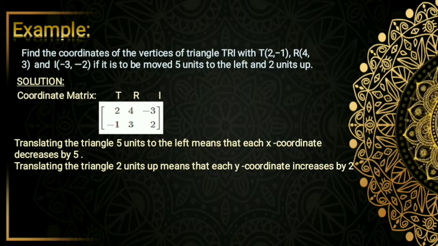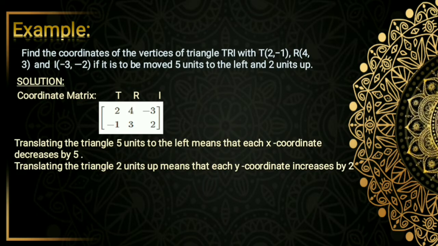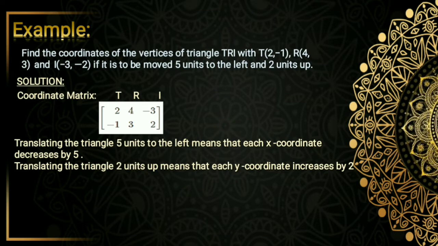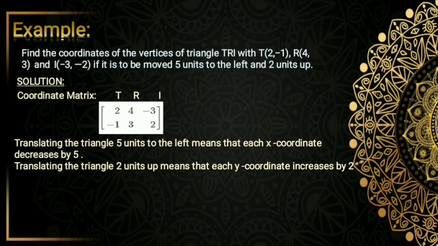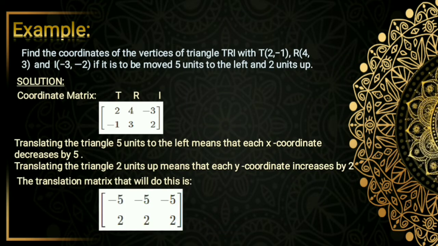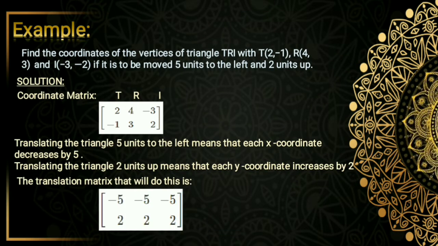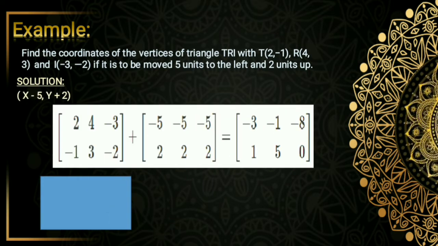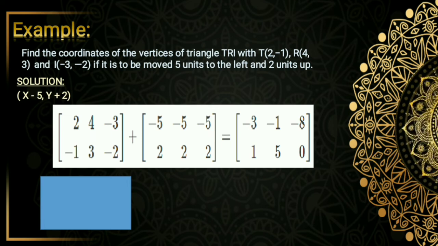Translating the triangle 5 units to the left means that each x coordinate decreases by 5. Translating the triangle 2 units up means that each y coordinate increases by 2. And the translation matrix that will do this is negative 5, negative 5, negative 5, 2, 2, and 2. To find the coordinates of the vertices of the translated triangle TRI, add the translation matrix to the coordinate matrix.